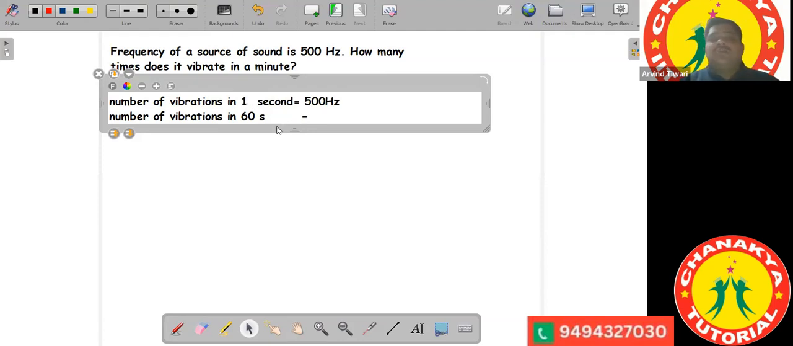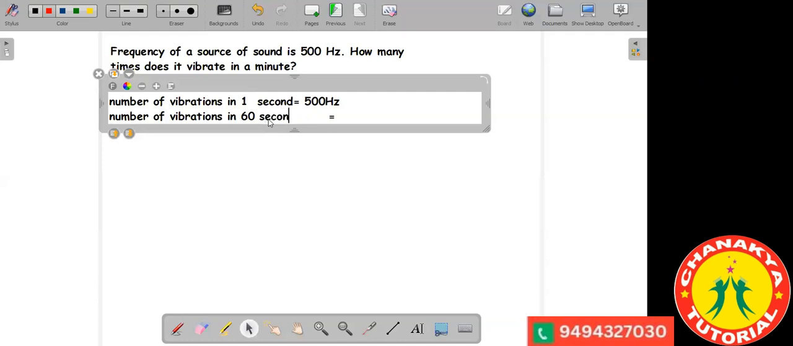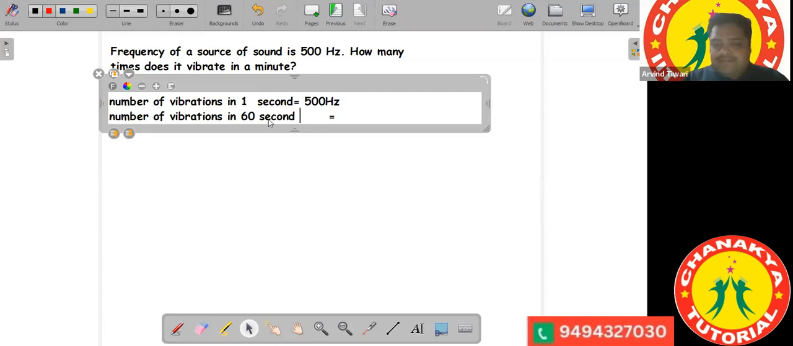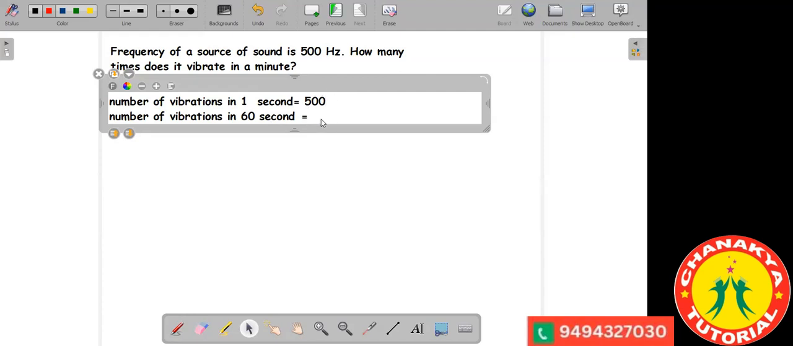Yes, this is the number of vibrations in 1 second. So 30,000 hertz. See, the number of vibrations in 1 second is 500, and the number of vibrations in 60 seconds, so what will that be?